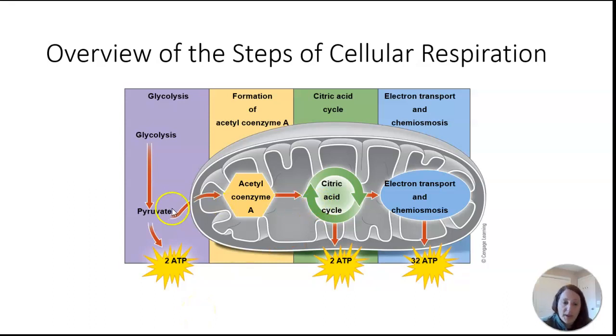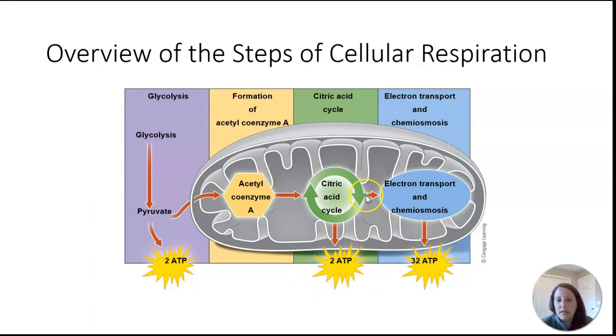So pyruvate enters the matrix of the mitochondria, and that's where the second step occurs, which is called the formation of acetyl-CoA. We'll talk about this in the second part of the chapter. Acetyl-CoA, 2 of them are formed, and both of them move into the citric acid cycle. And by the end of the citric acid cycle, we say that glucose has been completely oxidized. And again, a little bit of ATP is made here too.